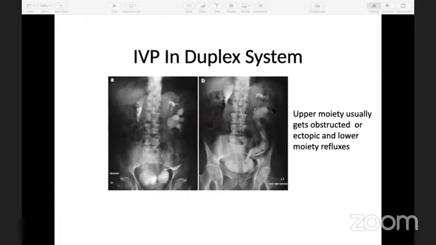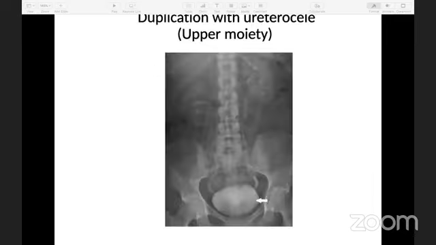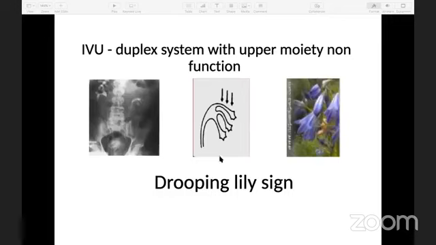In duplex system, lower moiety hydroureteronephrosis is often the result of reflux. The upper moiety usually gets obstructed. It may be ectopic, it may be part of ureterocele, and the lower moiety often refluxes. This shows left side duplication with upper moiety ureter forming ureterocele. Upper pole hydronephrosis in duplex system displaces lower moiety downwards, mimicking drooping lily.